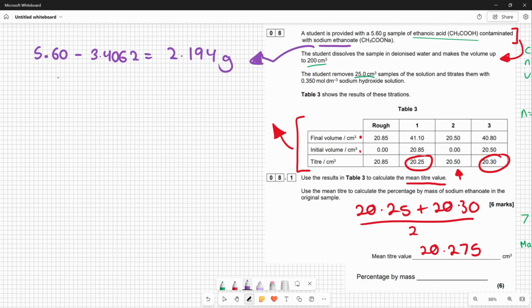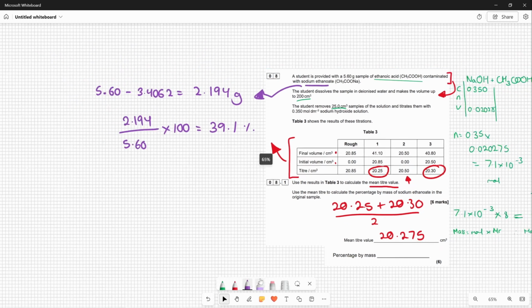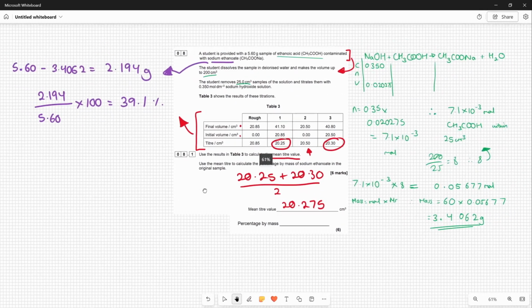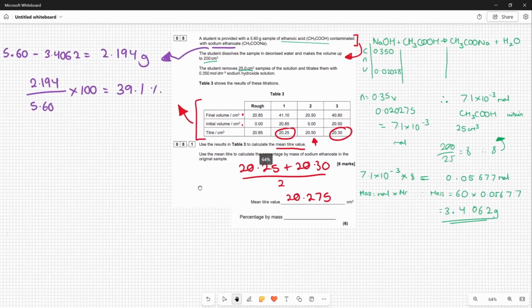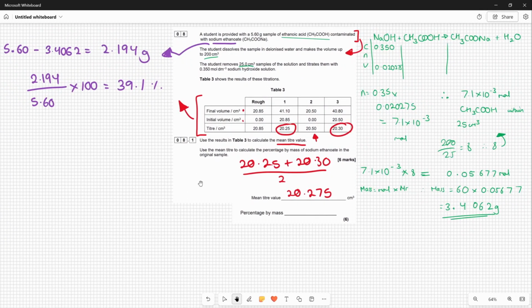The question is asking us to calculate the percentage by mass of sodium ethanoate in the original sample. The way we're going to do that is we're going to do the mass of sodium ethanoate divided by the mass of the original sample times by 100 to find the percentage, and that is going to be 39.1% roughly. So that is all of the working. I've zoomed out a bit so you can have a better look if you need to. And you write the answer over here, 39.1%.